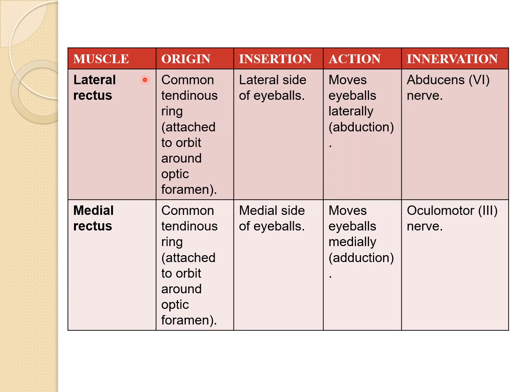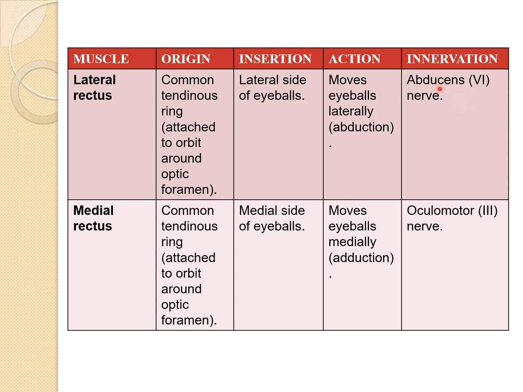The next is lateral rectus. Origin is at the common point, the common tendinous ring attached to the orbit around the optic foramen. Lateral rectus inserts on the lateral side of the eyeballs, and it moves the eyeballs laterally, that is abduction. It is innervated by the abducens nerve, that is the sixth nerve. Lateral rectus is innervated by the abducens nerve.